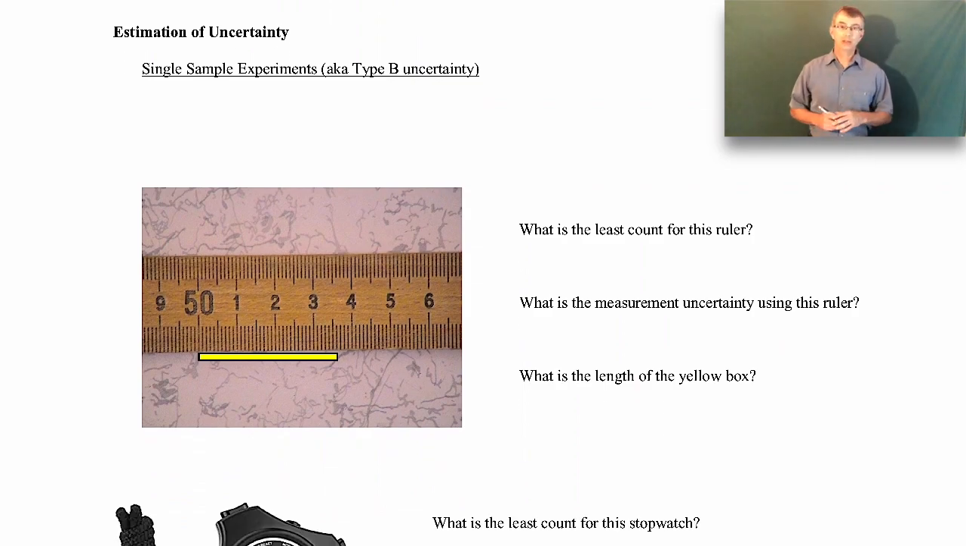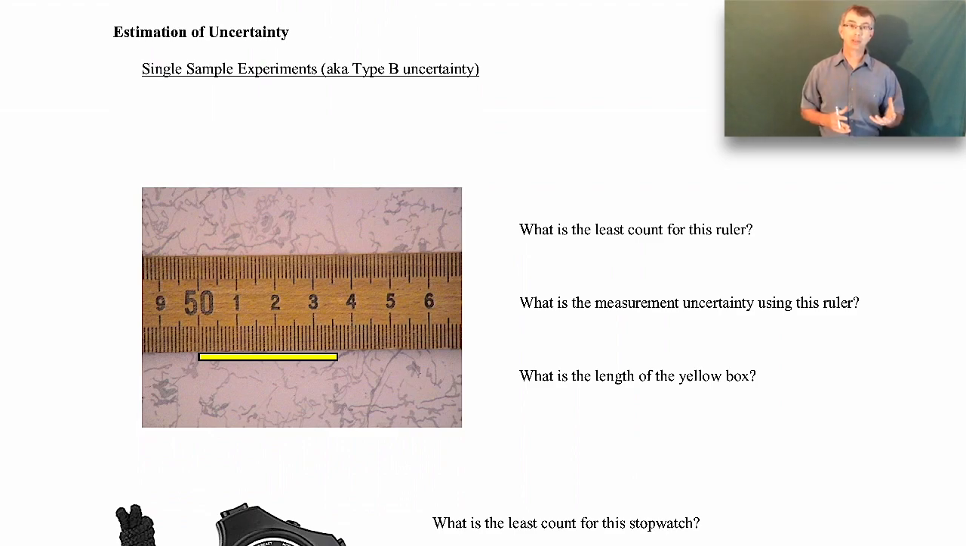Well, the way we estimate uncertainty depends on the kind of experiment we're running. There are two different kinds of experiments that we typically perform. One is a single sample experiment. That's an experiment where you just take one measurement. And then the other kind of experiment is a multiple sample experiment where we take a bunch of measurements. And the way we estimate the uncertainty is different for each kind of experiment.